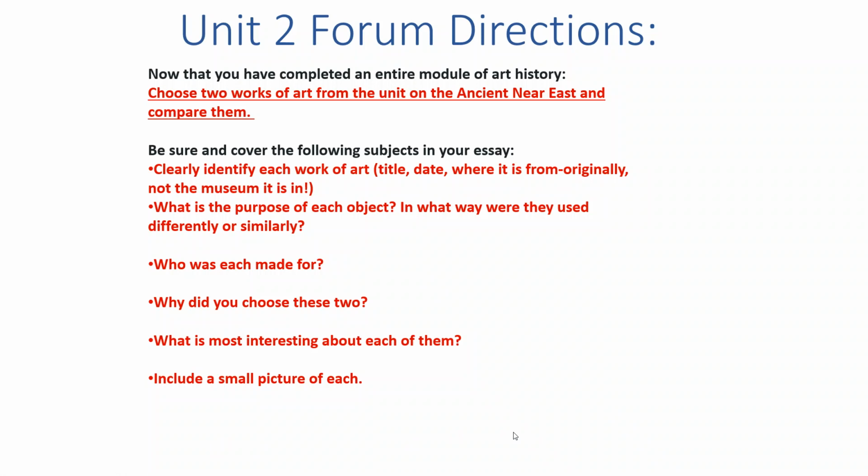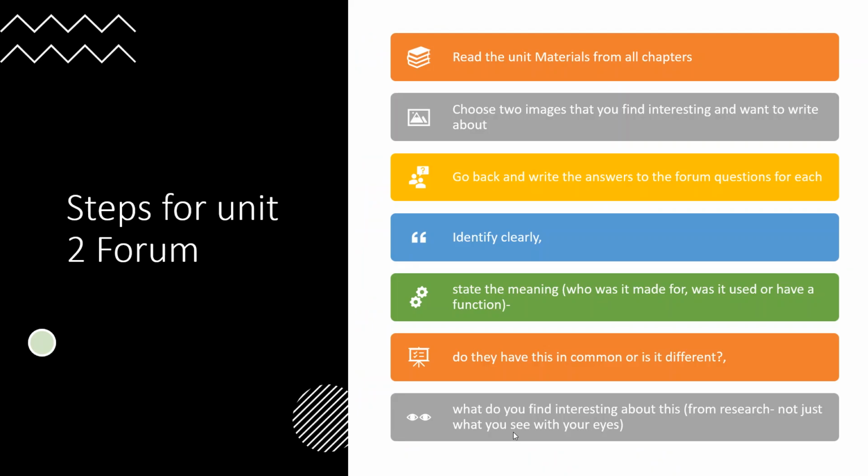And then you will upload your picture. So these are the steps. You're going to read the materials from the unit. You're going to choose your 2 images, any 2 that you find interesting. Choose 2 that might make a good comparison. They might have things in common or be very, very different. You're going to go back and write the answers to the forum questions for each. So go back and look specifically at the images you chose. Identify them clearly. State the meaning.